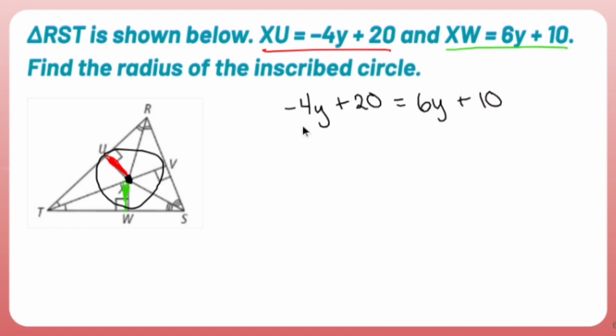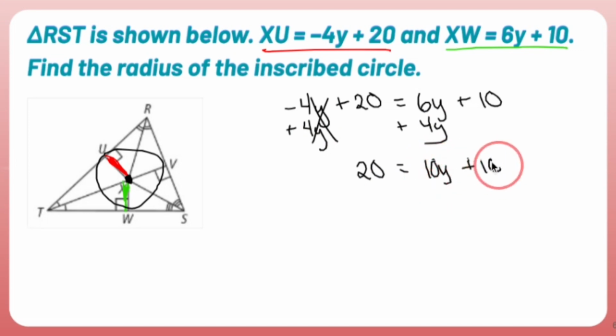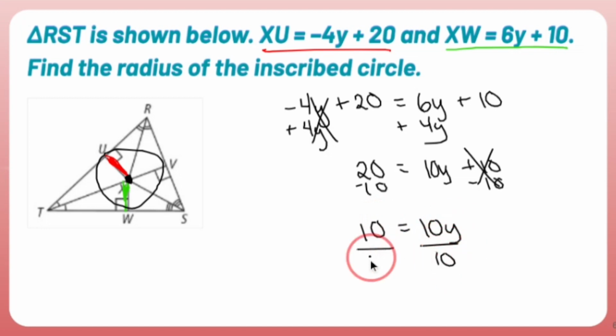Now I have an equation with variables on both sides of the equal sign. Add 4y to both sides, cross out, 20 equals 4y plus 6y. I'm so used to doing x. Okay, minus 10. 20 minus 10 is 10. 10 equals 10y. Divide both sides by 10. y equals 1. Circle it.